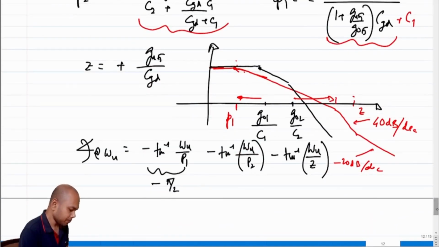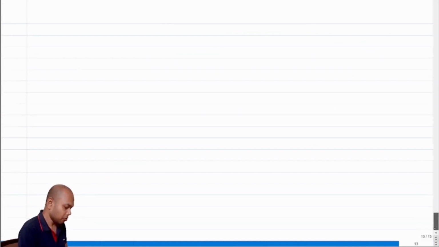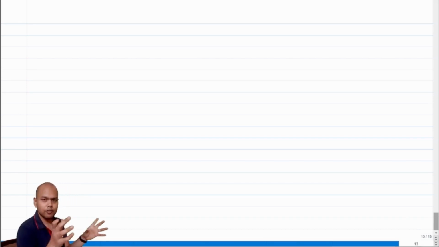So that is why people have tried to find architectures where we do not use extra power, and let's see if we can cancel this right hand side 0. So how do we cancel the right hand side 0? By the way, what is the genesis of a 0? A 0 is a root of the transfer function, where the transfer function goes to 0.